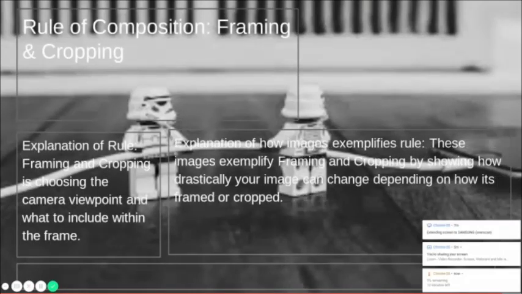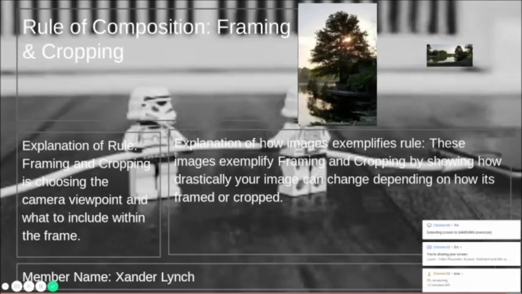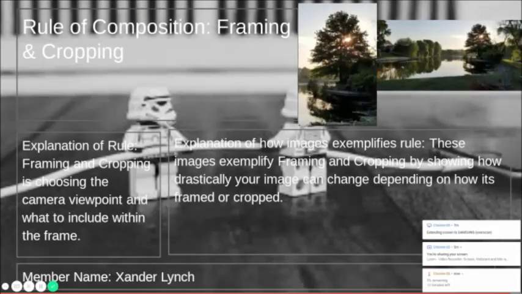Framing and cropping is choosing the camera viewpoint and what to include within the frame. These images exemplify framing and cropping by showing how drastically your image can change depending on how it's framed or cropped.